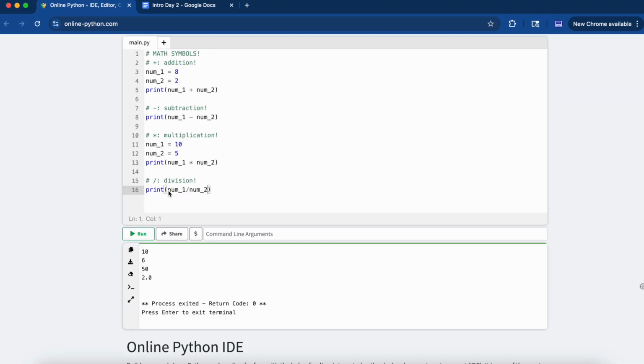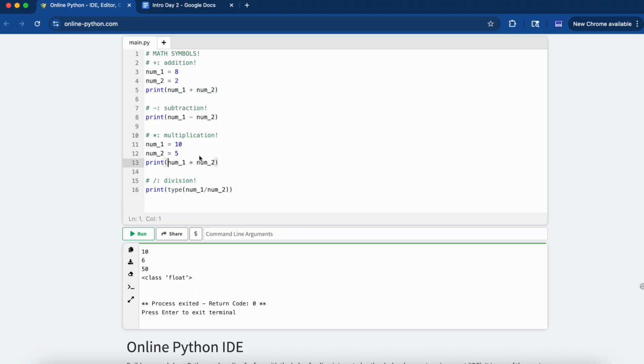Well, division does give you a decimal after. And this is very, very important to know, because no matter what division problem you do, whether it doesn't go in evenly, like maybe 9 and 5, or it does go in evenly, like 10 and 5, like we were just doing, it will always, always, always give you, if we print the type of num1 divided by num2, it will always give you a float.